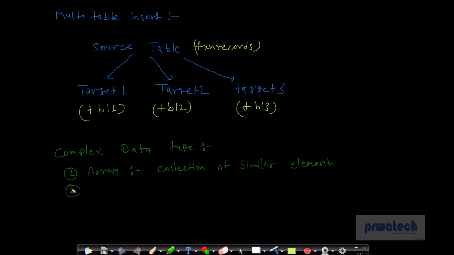Then second is map. It works with the key value concept. It's a pair of key and value. We'll see one by one with real-time examples how this can be implemented in Hive. Third is a struct. Struct is for a structure. So if I have a collection of multiple elements, not similar, okay?